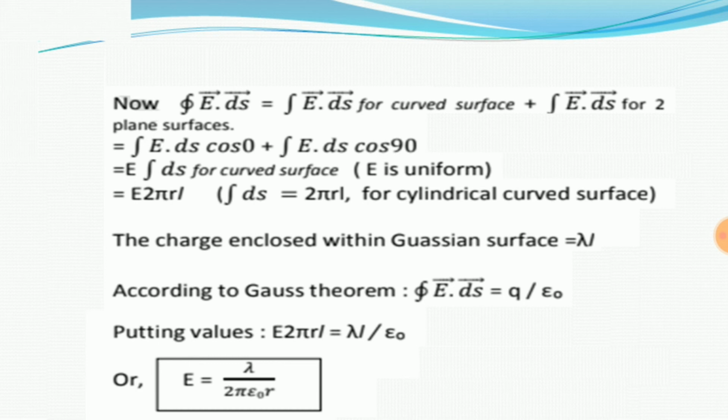The charge enclosed within the Gaussian surface is equal to lambda L. According to Gauss theorem, closed integral vector E dot ds vector is equal to Q upon epsilon naught. Putting these values, E 2 pi rL is equal to lambda L upon epsilon naught, or E is equal to lambda upon 2 pi epsilon naught r. This is the equation for the electric field.